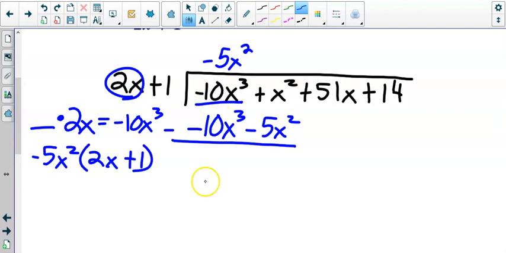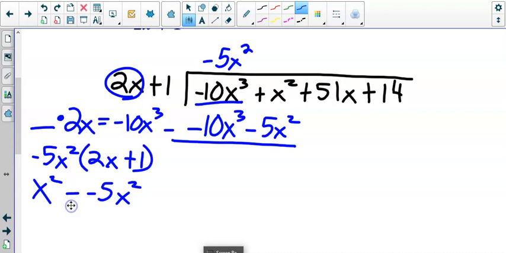So we know that these two are going to cancel because we engineered it that way. But what's going on over here? Well, we have an x squared minus a negative 5x squared. That's the subtraction that's going on. An x squared minus a negative 5x squared. Those of you that change your signs, you don't worry about the minus anymore. It's just put it together.